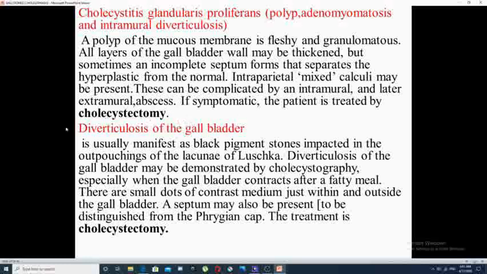Another entity is diverticula of the gallbladder wall, usually manifesting as a black pigment stone impacted in an outpouching. Diverticulosis of the gallbladder may be demonstrated by cholecystography. A septum may also be present. Treatment is usually cholecystectomy.